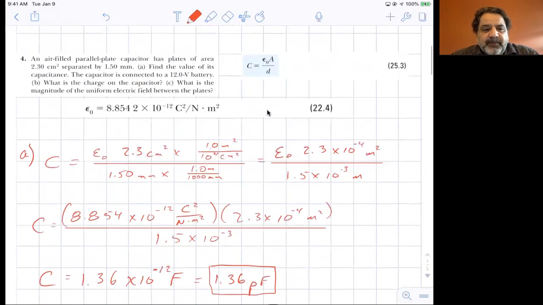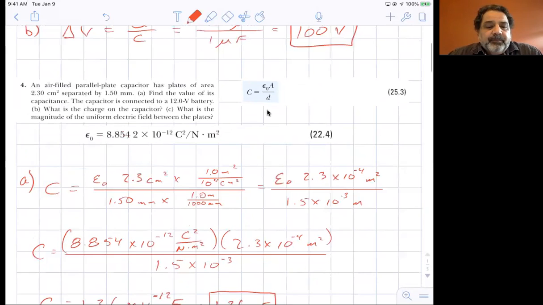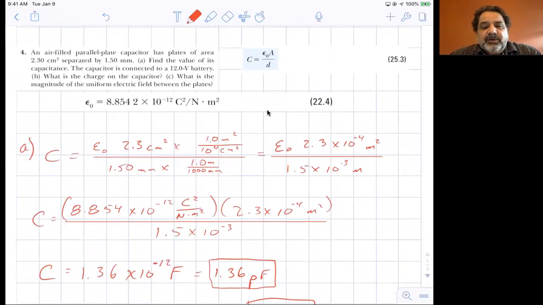Now the next one, number 4, this is using the geometry to determine a capacitor. An air-filled parallel plate capacitor has plates of area 2.3 square centimeters separated by 1.5 millimeters. Find the value of its capacitance.